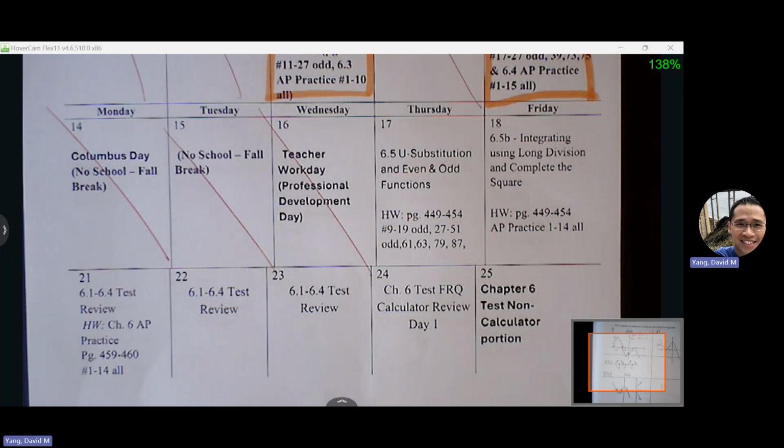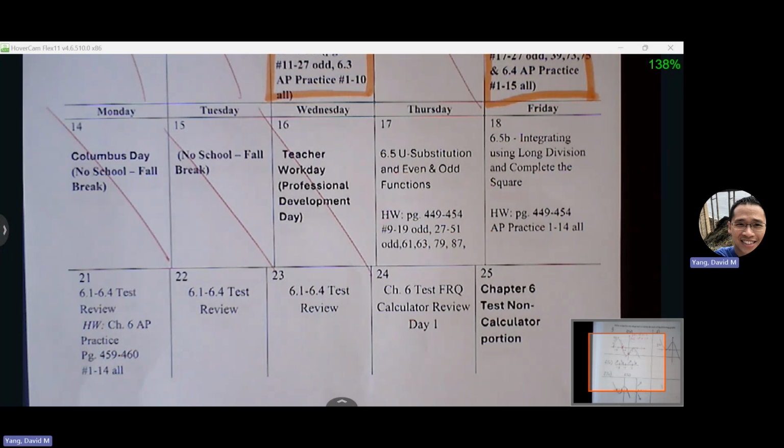Right, that's different. Okay, let me go over the calendar for this week and next week. So we have two kind of major topics remaining to go over. U-substitution and even odd function. We'll do that today. U-substitution is basically the undoing of chain rule from derivatives. But it takes a little bit more work to put things back than it is to take things apart. So we need some practice with that.